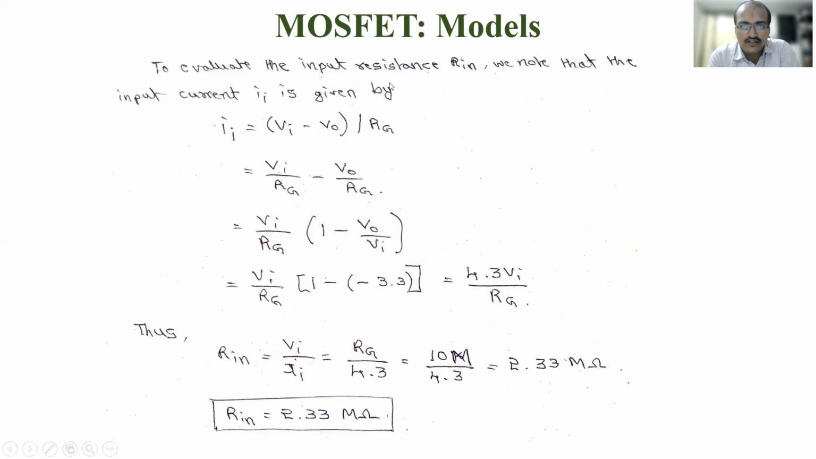To evaluate the input resistance Rin, we note that the input current is given by... So input resistance is nothing but what? Resistance is nothing but voltage by current. So if we want the input resistance, we require the input current. The input current is given by Vi minus V0 by Rg from the equivalent diagram. So I will show you that.